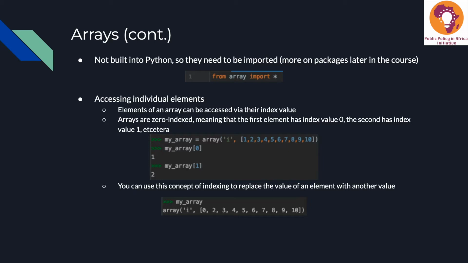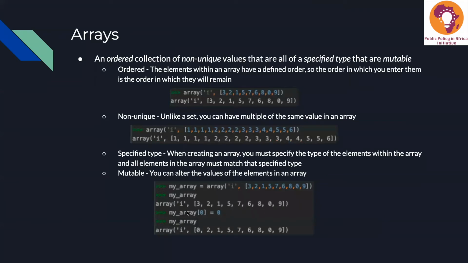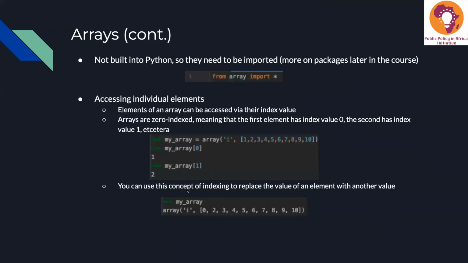R is the only language off the top of my head that doesn't use 0 indexing, and R is instead 1 indexed. But anyway, you can use this concept of indexing to replace the value of an element with another value, like we saw in the previous slide. Basically what I did here is I took this same line of code, my array at index 0 equals 0. And then, so I imagine that line is up here. I forgot to include that in my screenshot. And now you'll see that the value at index 0 is actually 0.